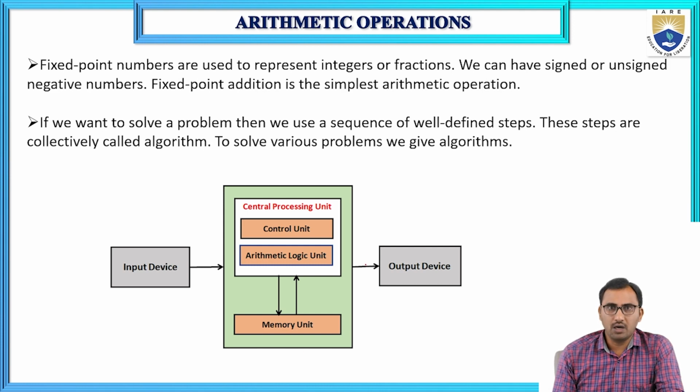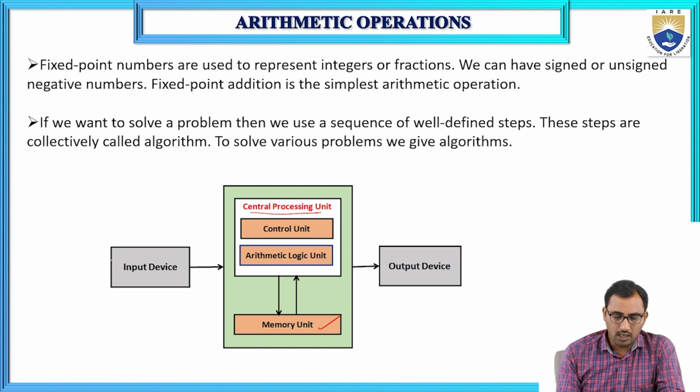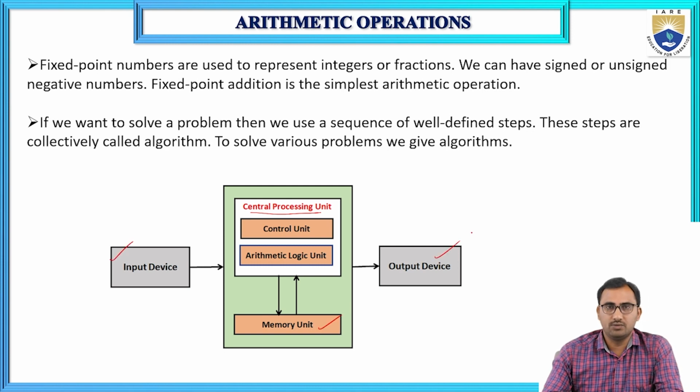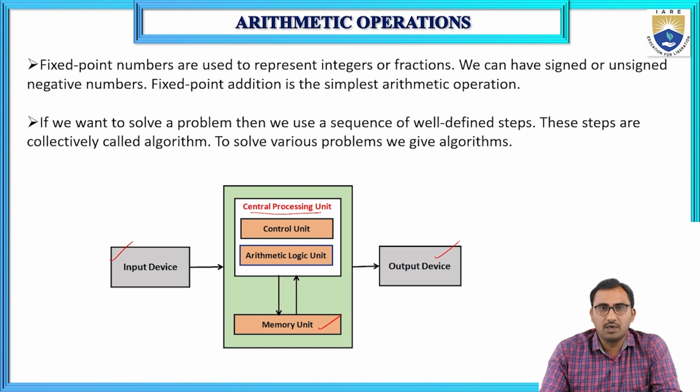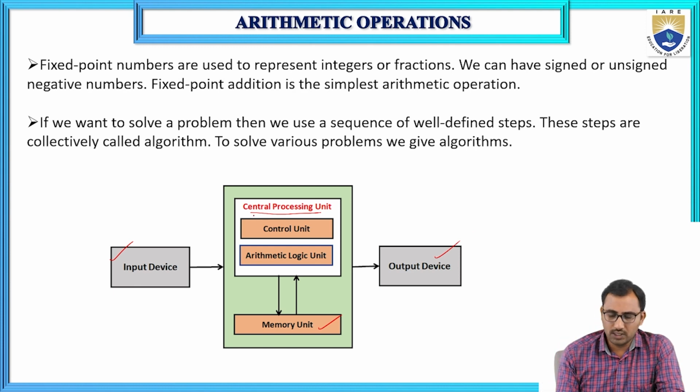If you look into the architecture of the computer, mainly it consists of three parts. The first one is the CPU, then memory, and the input output devices. These are the main three functional parts of the computer. The CPU is the main thing in the computer. The central processing unit again has three parts: the ALU, arithmetic and logic unit, the control unit, and some internal registers of the CPU.